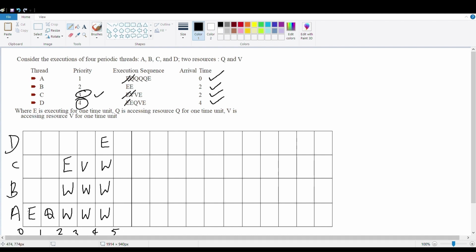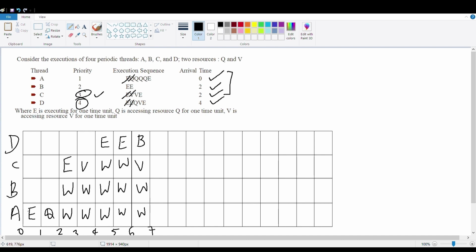At 5, there is no other process except these four. So E will execute again by D, and the other processes will go to the waiting state. At 6, there is no other process, but D cannot execute Q because Q is held by A, right? So D will go to the blocked state now. There are three processes in the system, A, B and C. C will execute now because C has high priority. So C will execute V. Clear? The other processes are still in the waiting state.